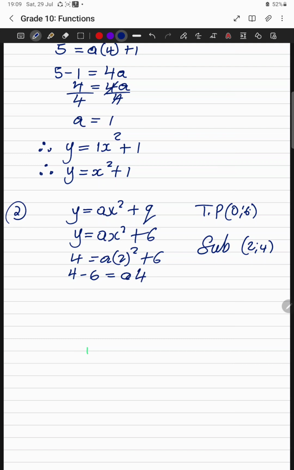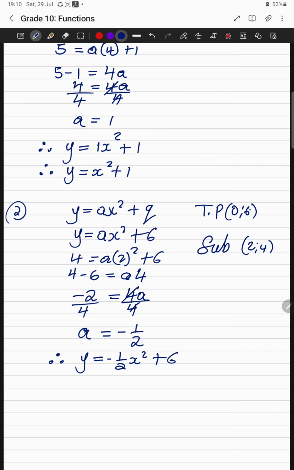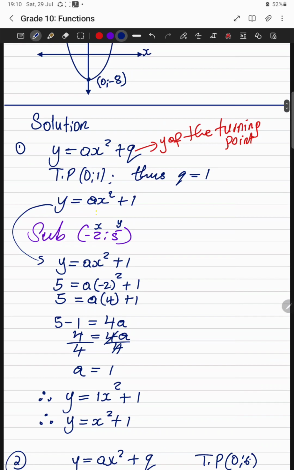So that is 4 minus 6, definitely it is negative 2. When you subtract the 2 numbers which have different signs, you take the sign of the bigger one. And then on the other side we've got 4a, and then we just divide by 4 on both sides. Therefore we've got a equals negative 1 over 2. So that is the value of a here. Then you just conclude by writing the equation. So it says y equals negative 1 over 2 x squared plus 6. So this is, guys, how you determine the equation.